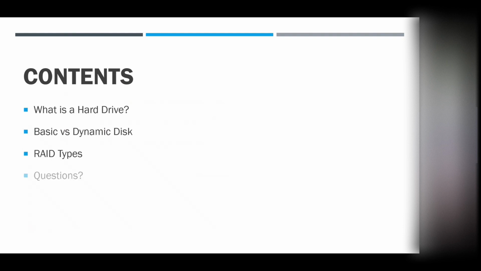But before talking about RAID, there are some things to introduce. So we'll be looking today at what a hard drive is, and then once we've looked at the two types of hard drives that I'm going to talk about, we'll be looking at how to format that hard drive, how to organize it using something called a basic disk and a dynamic disk. And then after that, we'll be looking at RAID types, and dynamic disks are used a lot in RAID types. So we'll be looking at different types of that using dynamic disks. And then at the end, if there's any questions, feel free to ask me.